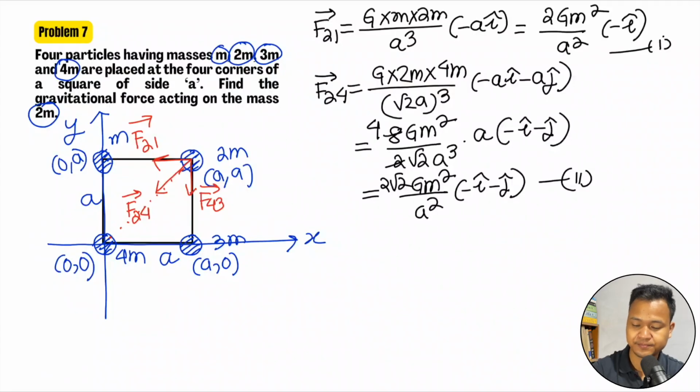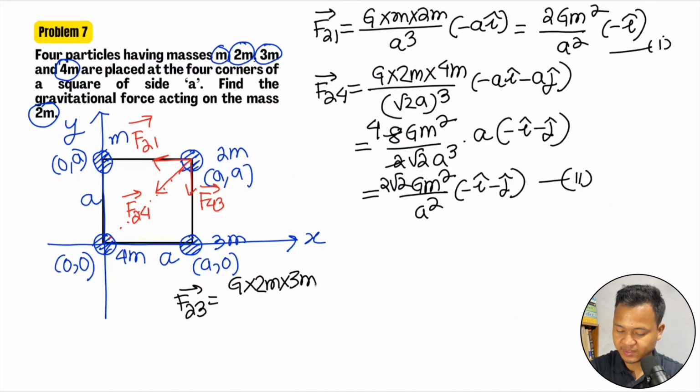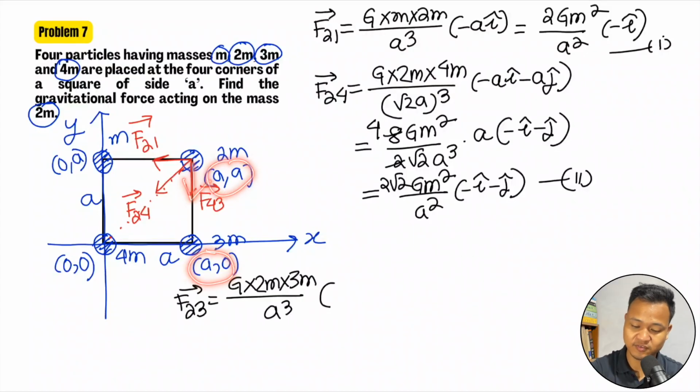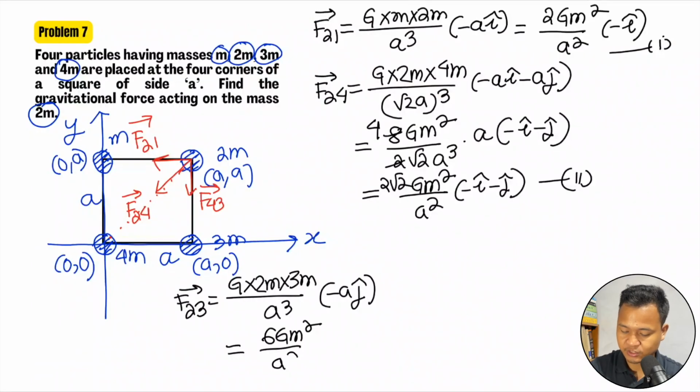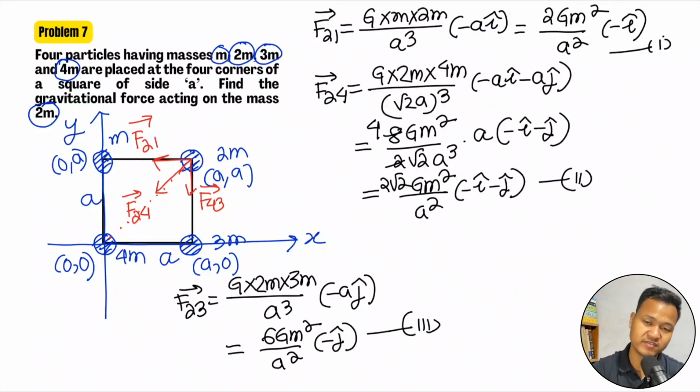Now equation 1. Next we have the force between 2 and 3. So force on 2 due to 3. z into 2m into 3m divided by the distance between 2 and 3. So therefore you have a cube, and apply the force equation, final minus initial. So final minus initial, a to a minus a to 0, 0 minus a to minus a z cap. So how much is this? 2 3 are 6 zm square divided by a square minus z. Okay, question 3.